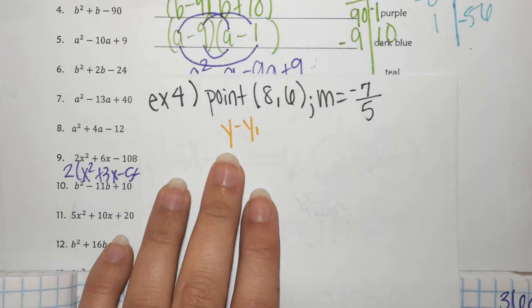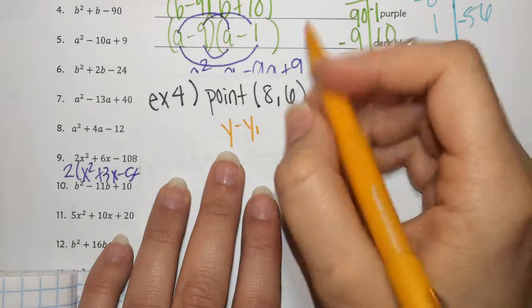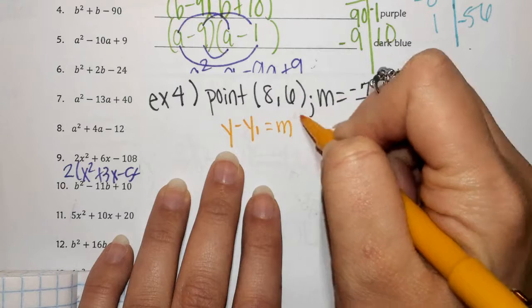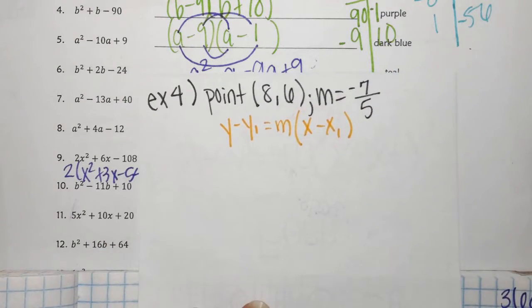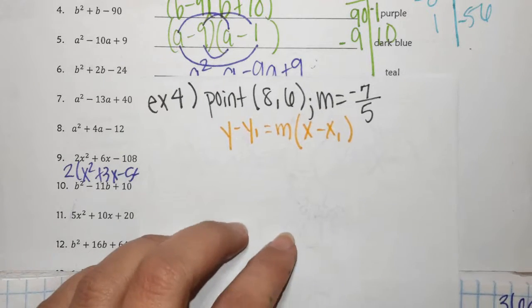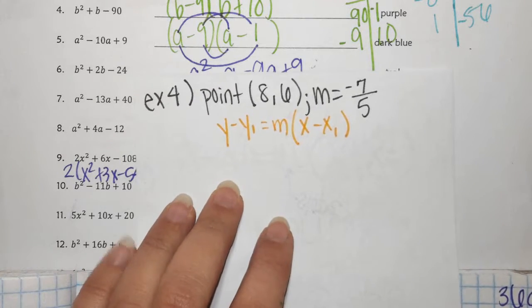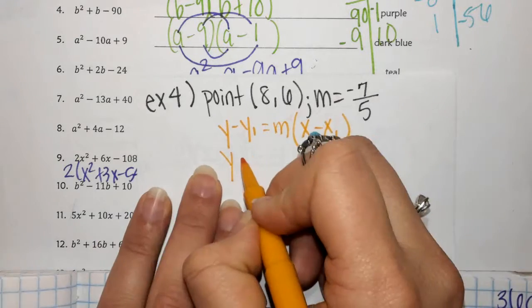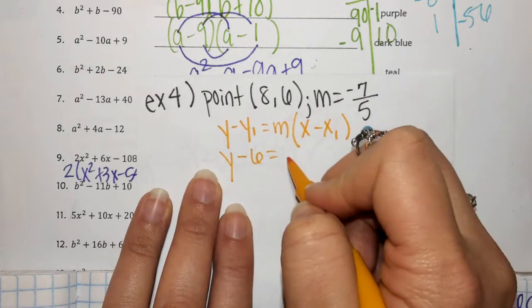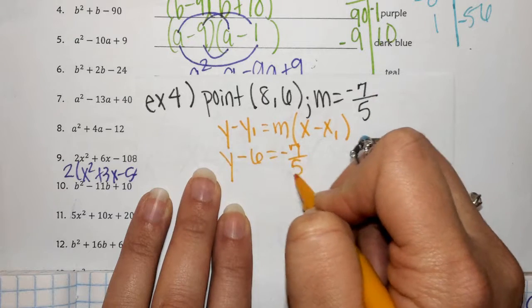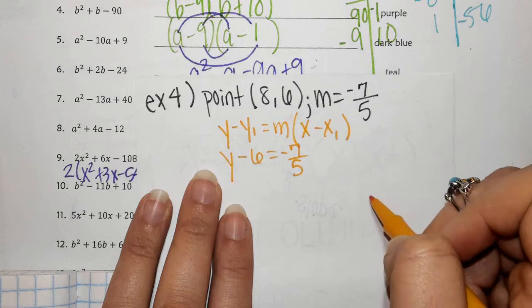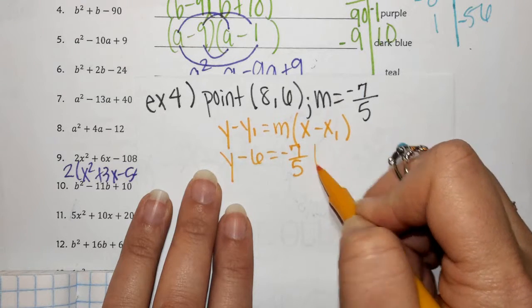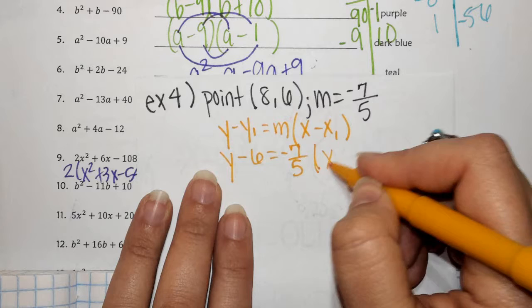y minus y1 equals m times parentheses x minus x1. Yeah, it is. Okay, thank you. Alright, so Alexis, can you help me write this one? y minus 6 equals negative 7 over 5, and in the parentheses, x minus 8.